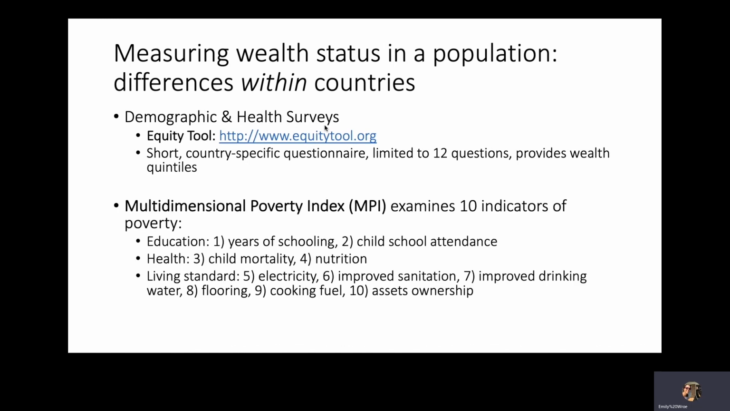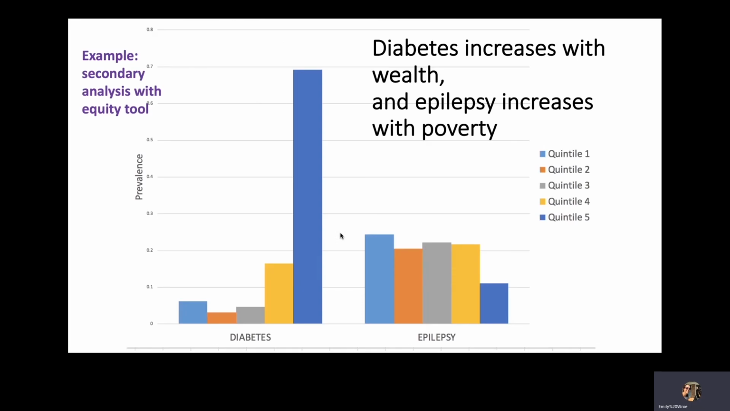The other one that is commonly used is the Multidimensional Poverty Index, which looks at 10 indicators of poverty across education, health, and living standards, and gives people a value in the index. This has been used in some large analyses, including the Lancet Commission on NCDs that I mentioned.